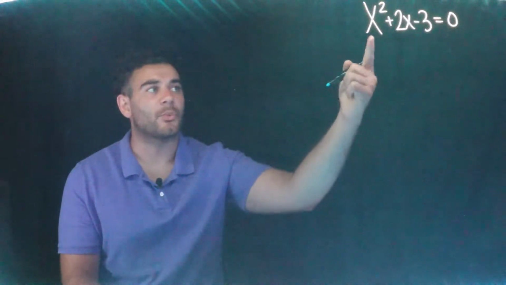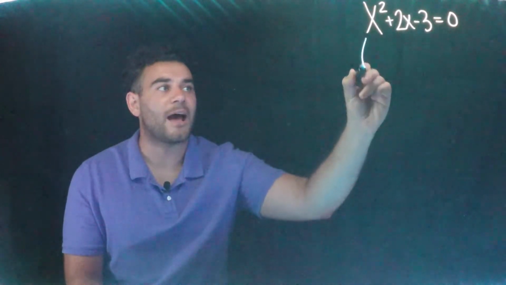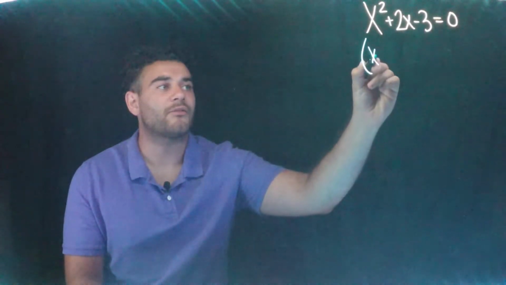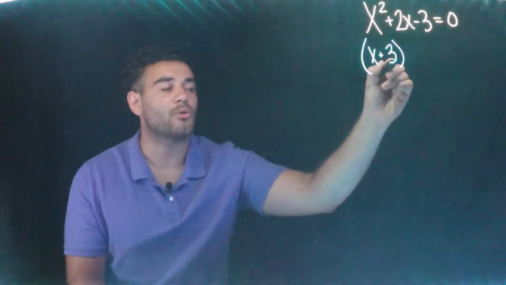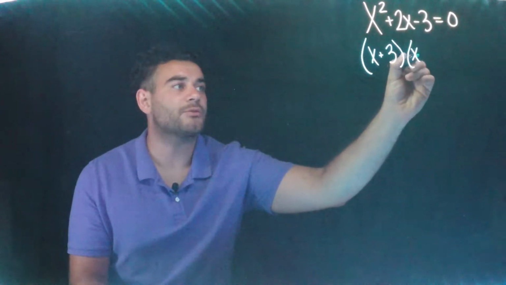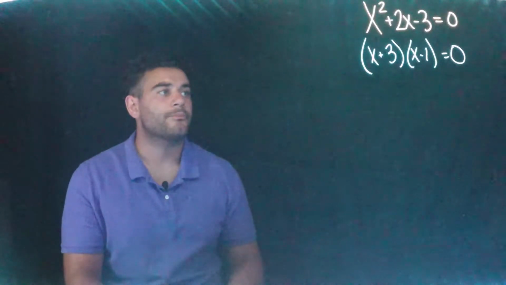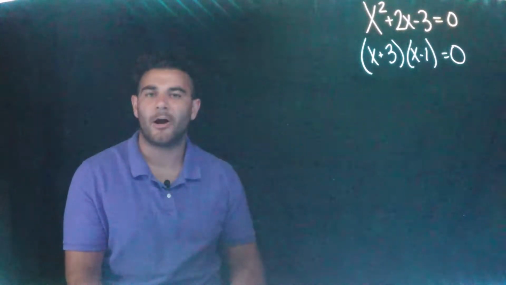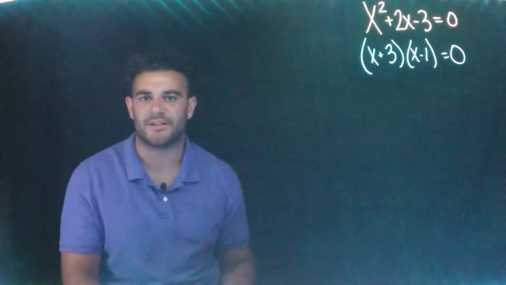Here we have x squared plus 2x minus 3 equals 0. We're going to factor that. And if you don't know how to factor or don't remember, take a look at my other video that I posted just the other day, and you'll get x plus 3 and x minus 1 equals 0. Okay, well, how does that help us? Because we still have x's and we still have an equal sign and we still have 0.